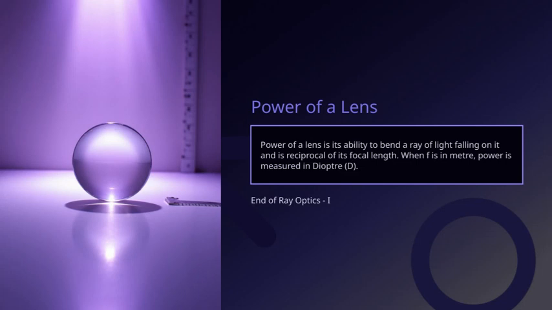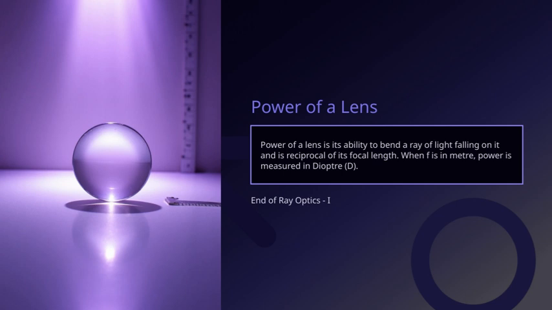Now, as we wrap up the topic of ray optics, I want to highlight an important concept about the power of a lens. Essentially, the power of a lens describes how effectively it can bend or refract light that passes through it. Think of it as a measure of how strong the lens is in terms of focusing or diverging light rays. This power is actually the reciprocal of its focal length, meaning if you know the focal length, you can easily find the power and vice versa.